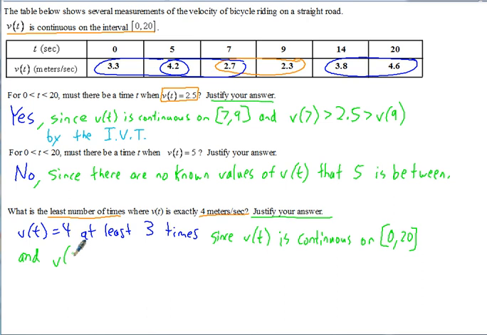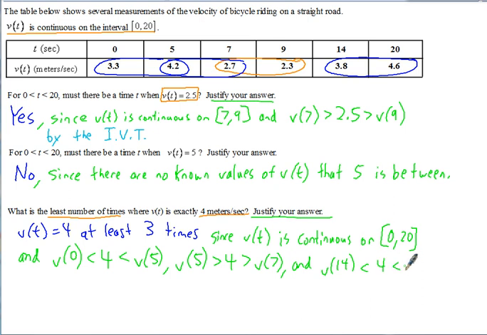and v of 0, notice this one, 3.3 is less than 4, and 4.2 is greater. They'd say less than, put 4 in the middle, which is less than v of 5. The next one would be from 5 to 7, so v of 5, but this time v of 5 is the greatest of the two. So v of 5, which is 4.2, is greater than 4, and 4 is greater than v of 7. And the last interval, v of 14, that's the smaller of the values, that's less than 4, which is less than v of 20.